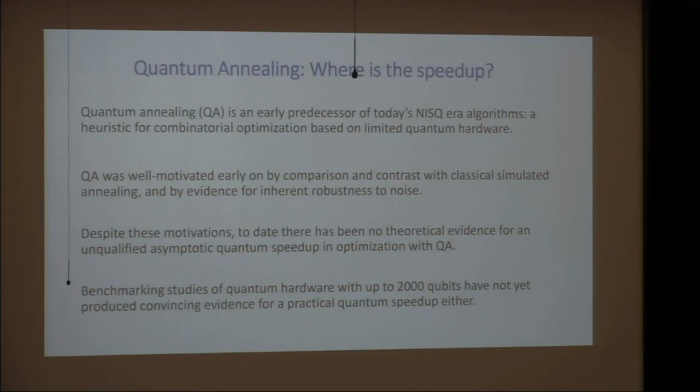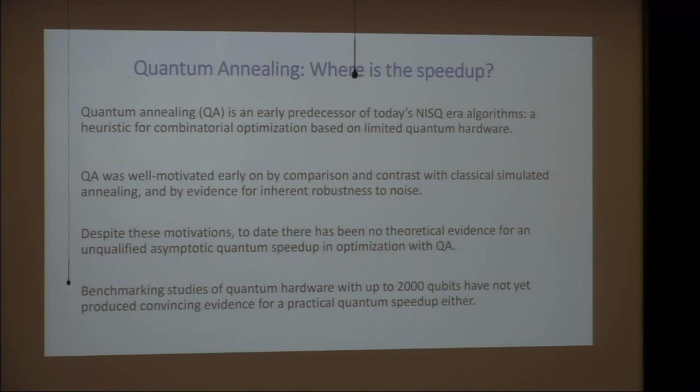So quantum annealing should be regarded as a predecessor of today's NISQ era algorithms because it is a heuristic for combinatorial optimization that is well suited to being implemented with analog quantum hardware. Quantum annealing was well motivated early on when it was first proposed, by comparison and contrast with classical simulated annealing, as well as by evidence for some inherent robustness to noise in its analog implementation.